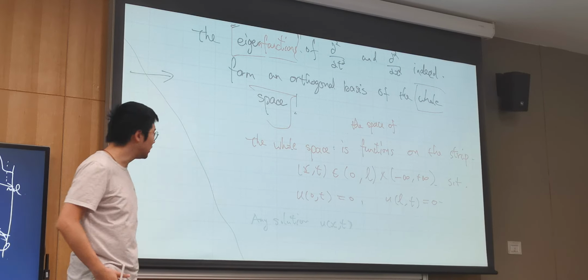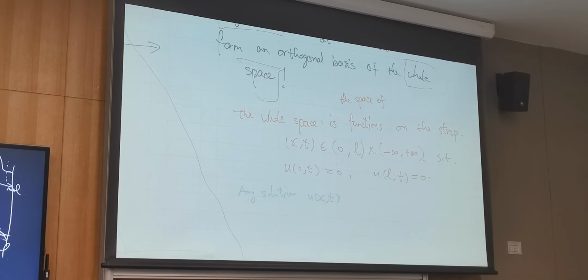So that's good. Then the argument is that any solution u(x,t) can be represented by a linear combination of the eigenfunctions of partial t squared and partial x squared.